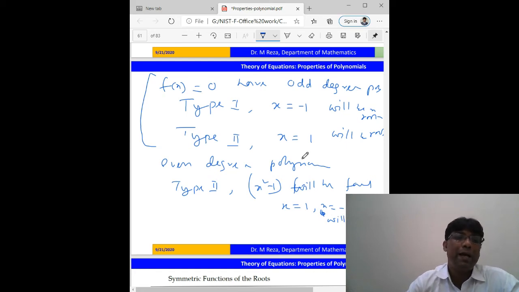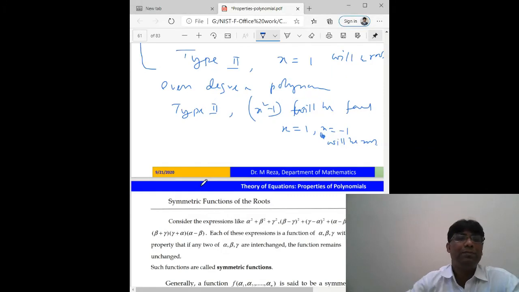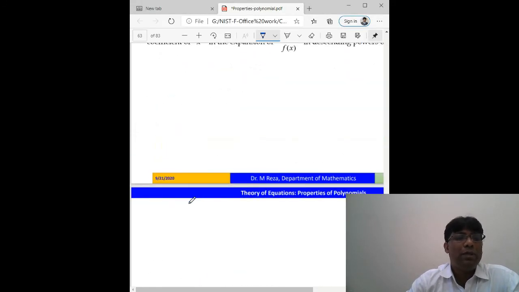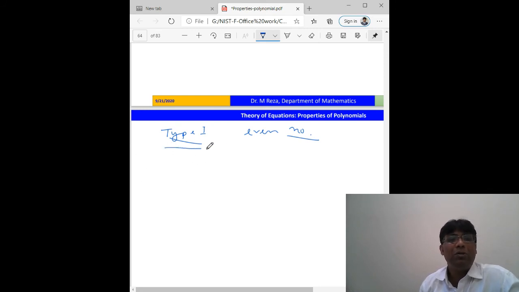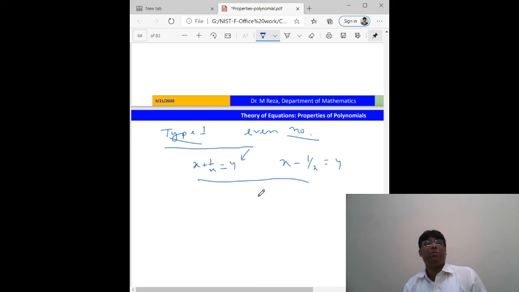And if it is type 1, then what will happen? If it is type 1 and even degree, you rearrange and try to reduce the equation. Take x plus 1 by x equal to some y, or x minus 1 by x equal to y. So this is your concept of type 1, type 2 and so on.